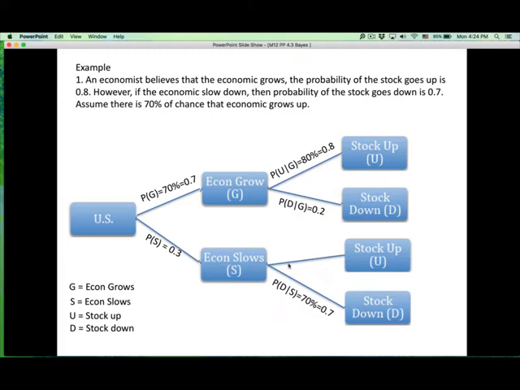Okay, and then I want you guys to try to figure out what this one is. Make sure you write it down as a conditional probability. You should have the probability that the stock goes up given that the economy slows. That will be equal to 0.3. Okay, so right now we just used the tree diagram to present all the information from the question.